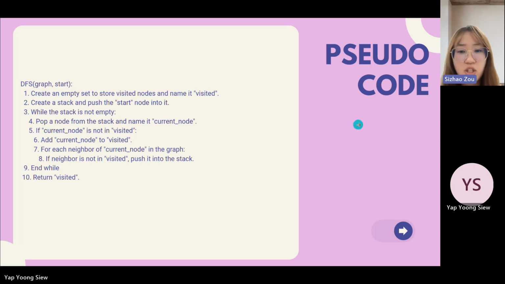So this process continues until the stack is empty, ensuring that all the reachable nodes from the start node have been visited. And finally, the algorithm returns the set of the visited nodes, representing the order in which nodes were visited during the DFS.